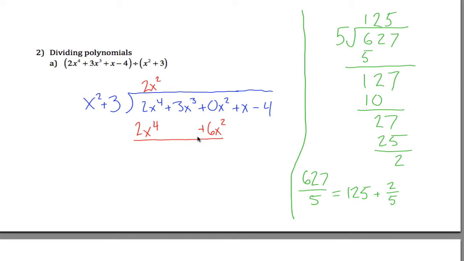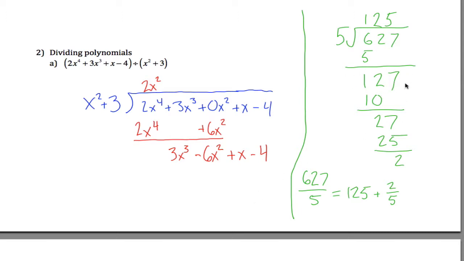You're just going to repeat that process over and over. So just like I subtracted here, 2x to the fourth minus 2x to the fourth, I have nothing. 3x cubed minus nothing, I have this 3x cubed. 0 minus 6x squared leaves me with negative 6x squared. Careful, a lot of people mess up this sign. But remember, you're subtracting. 0 minus 6 is negative 6. And then x minus nothing, I'm just left with an x. Negative 4 minus nothing, I just get a negative 4.